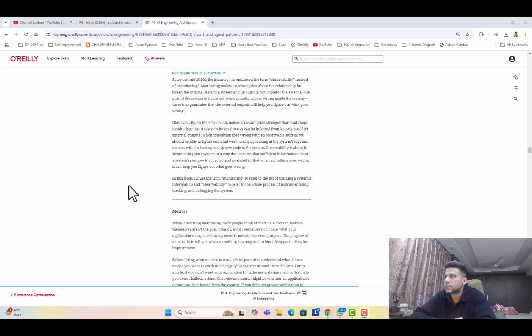Observability, on the other hand, makes an assumption stronger than traditional monitoring that a system's internal states can be inferred from knowledge of its external outputs. When something goes wrong with an observable system, we should be able to figure out what went wrong by looking at system logs and metrics without having to ship new code to the system. Observability is about instrumenting your system in a way that ensures that sufficient information about a system's runtime is collected and analyzed so that when something goes wrong, it can help you figure out what goes wrong.